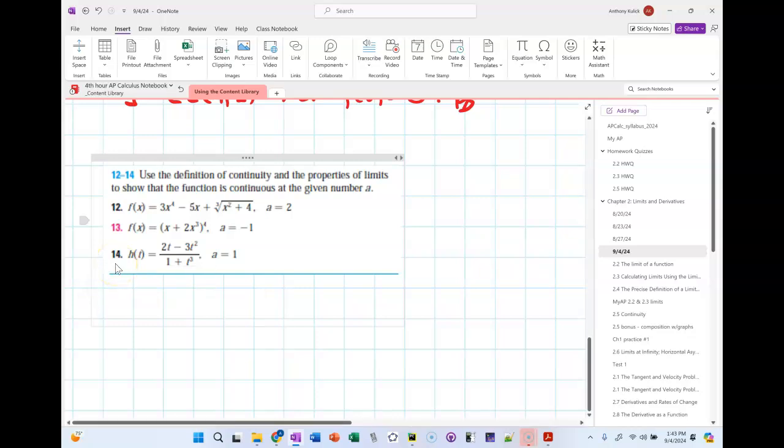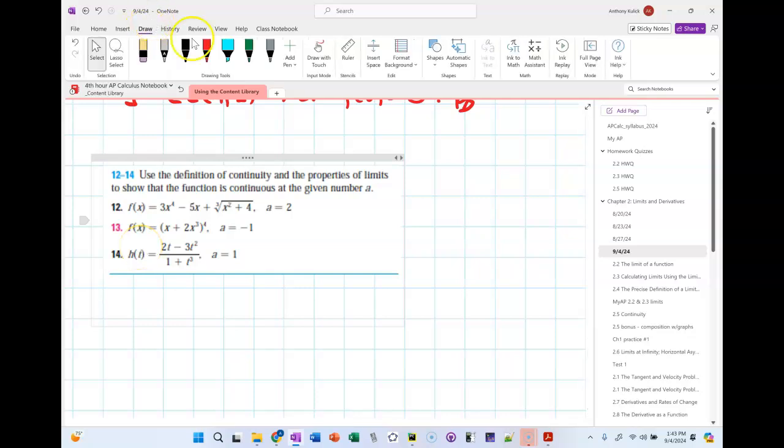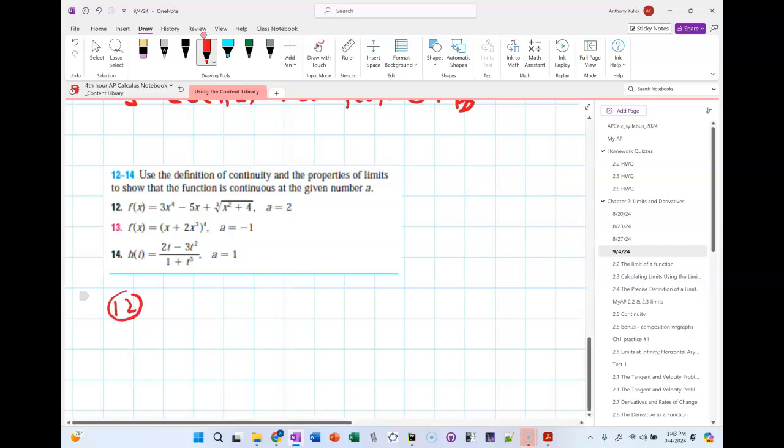So 12 says, use the definition of continuity and the properties of limits to show that the function is continuous at the given number a. So to do this, I need to show 3 things, right? I need to show that the left-hand limit equals the right-hand limit equals the function evaluated at that value.